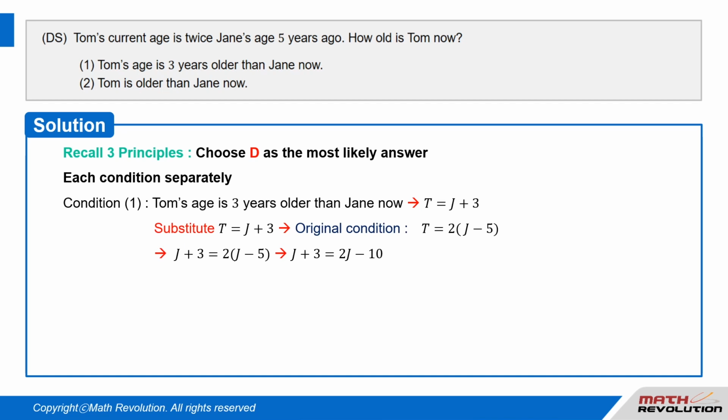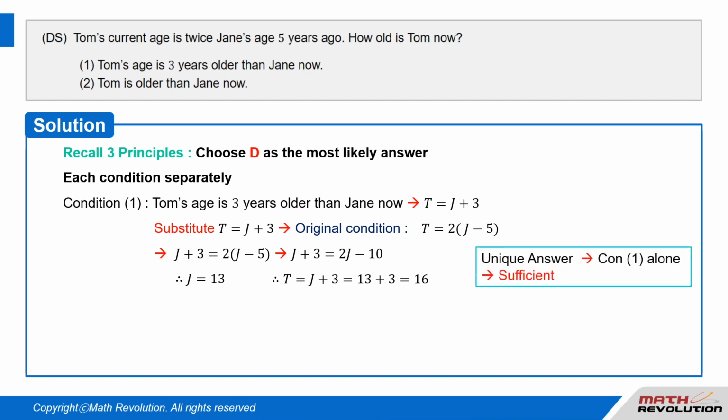Distributing 2 through the bracket gives us J plus 3 equals 2 times J minus 10, which can be rearranged to give us J equals 13, and T equals J plus 3, which equals 13 plus 3, which equals 16. Since it is a unique answer, this condition is sufficient.